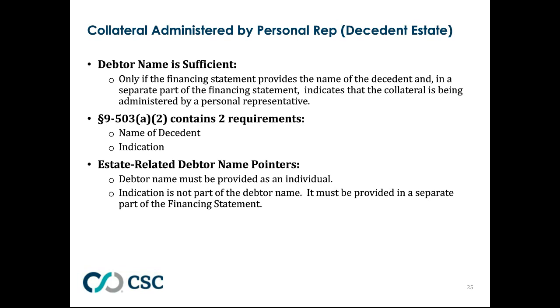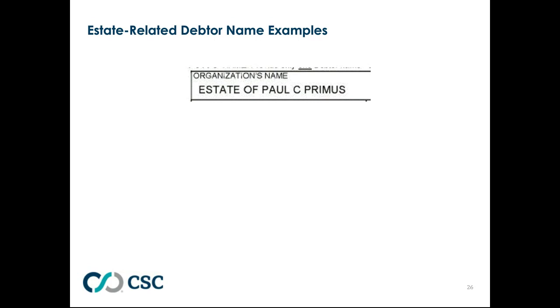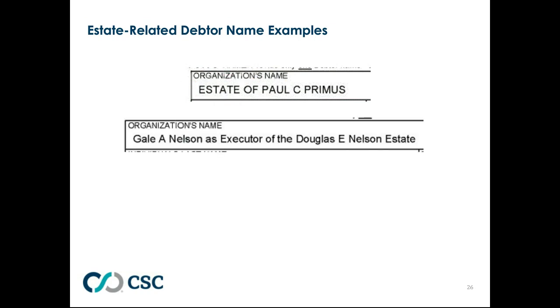So some pointers on this. First of all, remember that the name of the decedent is an individual name. It's the name the person had while they were alive. And the indication is not part of the name. It has to be in a separate part of the financing statement. And as a result, if it is added to the name, it will render the financing statement seriously misleading and not effective.